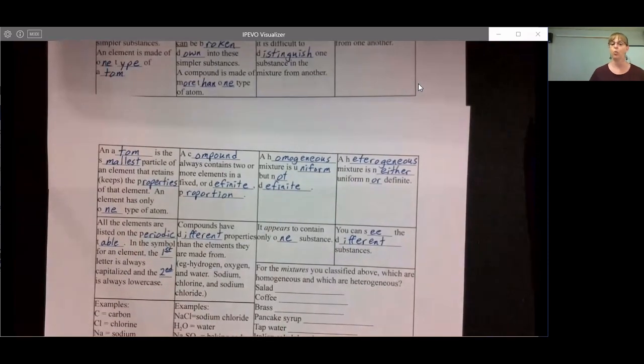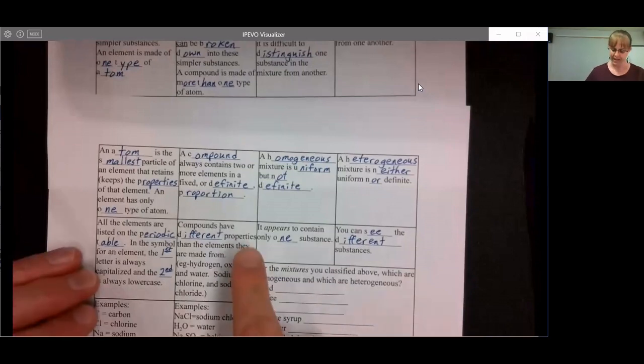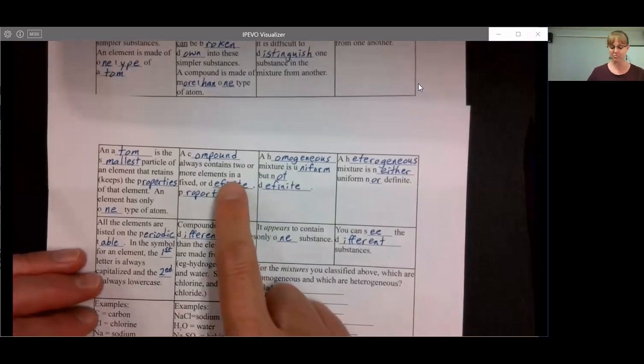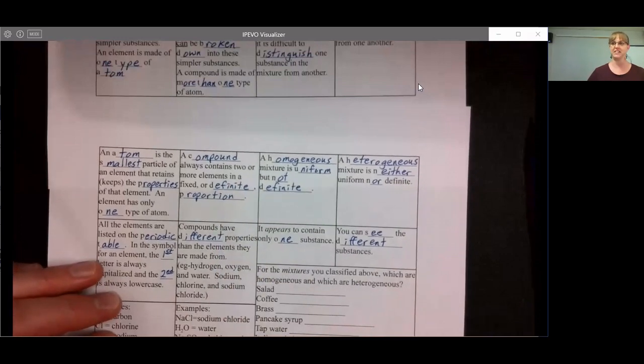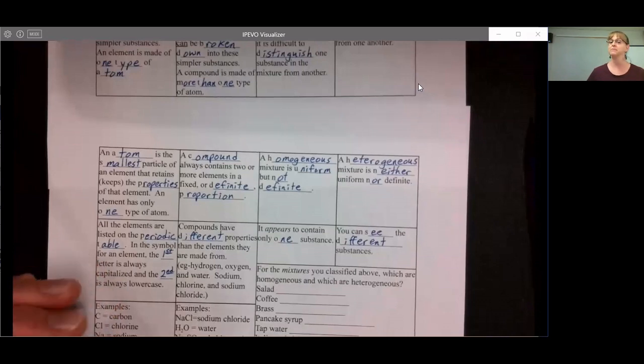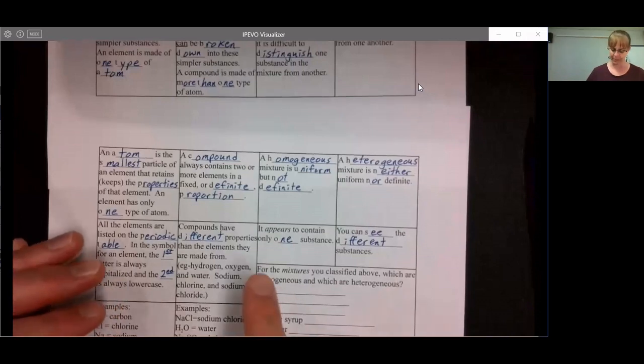For example, water is H2O. There's always two hydrogens and one oxygen. If the ratio becomes H2O2, that's not water, it's something else. In fact, H2O2 is hydrogen peroxide, two hydrogens and two oxygens. So if it has a definite proportion, then that means a compound always has that definite proportion. It can't change to have a different proportion, or it becomes a different compound.